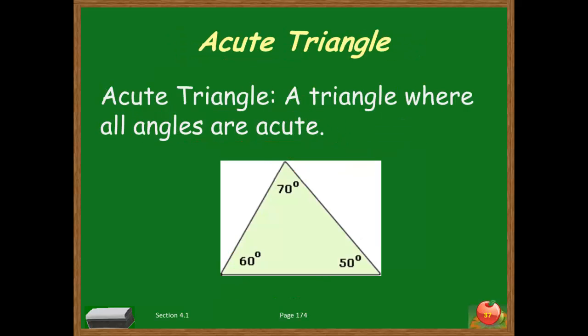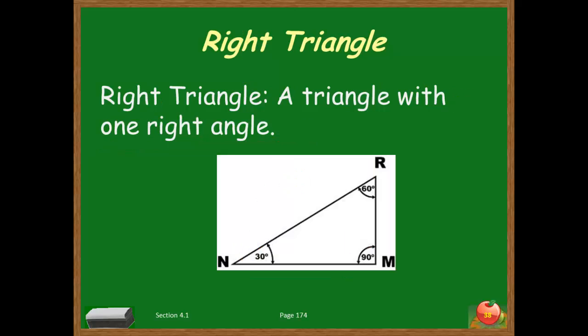Acute triangle. An acute triangle is where the triangle has all angles acute. Acute is less than 90. All angles are less than 90, so this is an acute triangle. Right triangle. A right triangle is a triangle with one right angle. This angle is 90 degrees. It is a right angle. So the triangle is a right triangle.